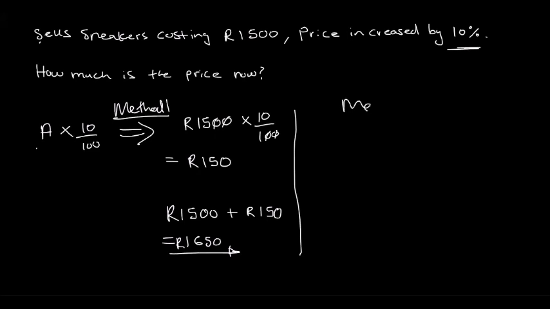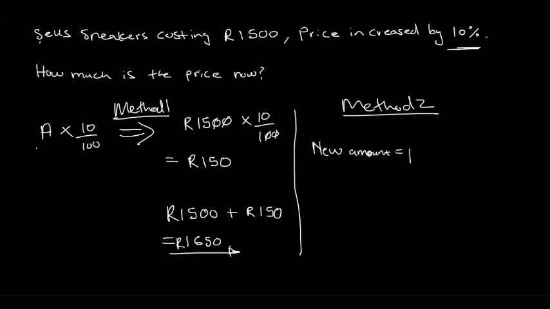Okay, so method 2 would have been that you do it as a formula, kind of. Okay, so you would have said, the new amount is going to be equal to your original amount.